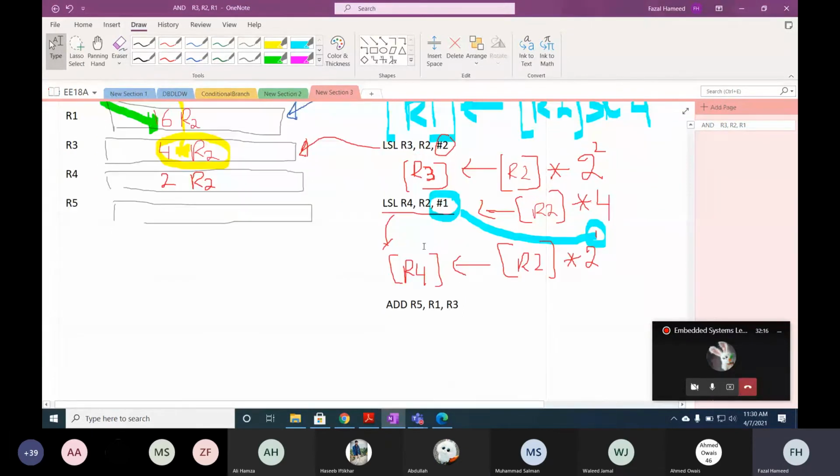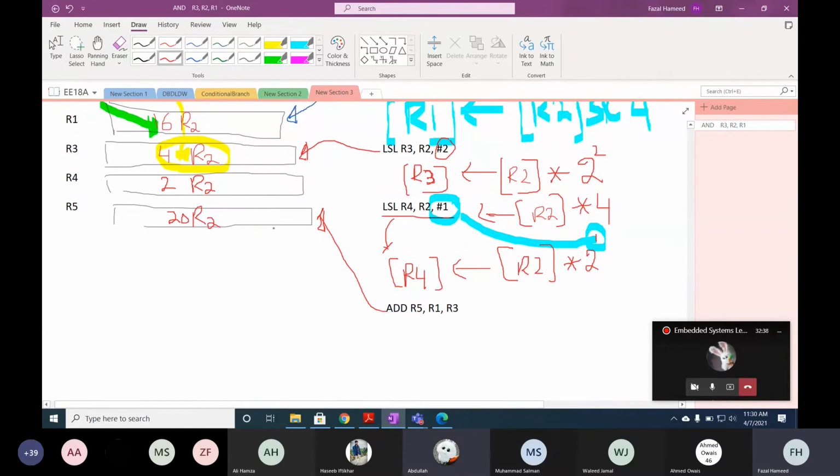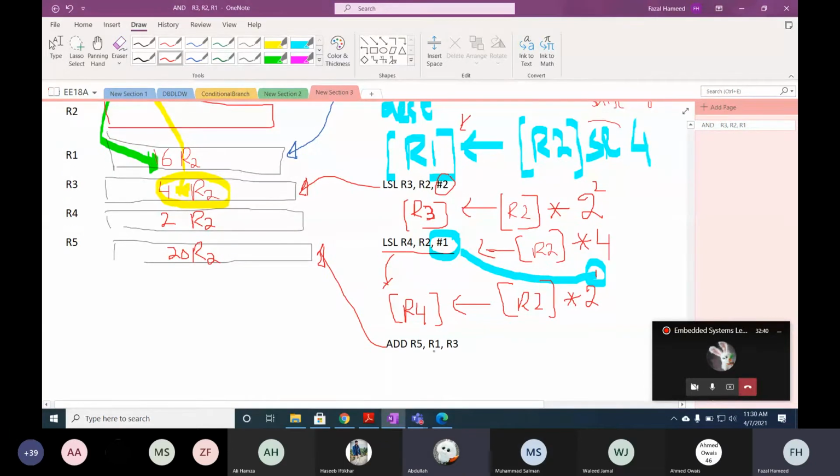What will be the contents of R5 after execution of this instruction? 16 R2 plus 4R2, so 20 R2. Actually, 20 R2, because we are adding the contents of R1 and R3. R1 has 16 R2 and R3 has 4 R2. Okay, now we need another instruction.